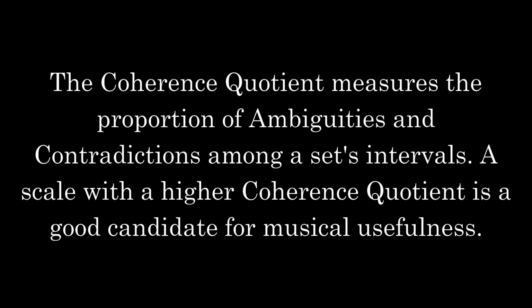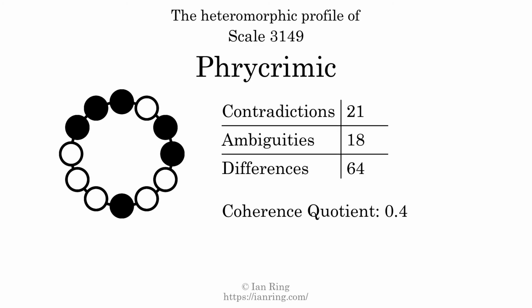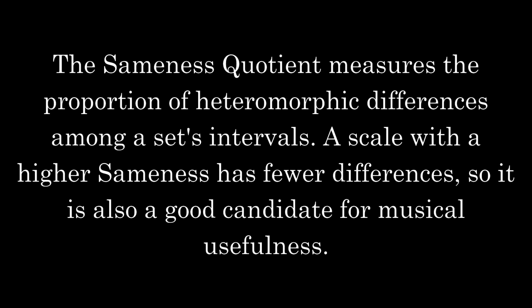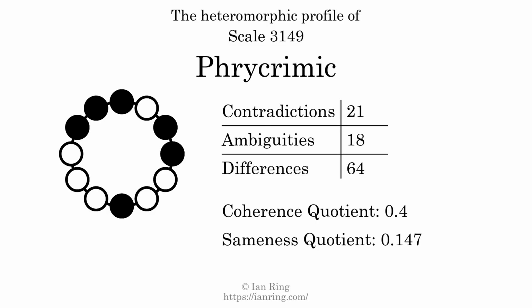The coherence quotient measures the proportion of ambiguities and contradictions among a set's intervals. A scale with a higher coherence quotient is a good candidate for musical usefulness. The coherence quotient is 0.4. The sameness quotient measures the proportion of heteromorphic differences among a set's intervals. A scale with a higher sameness has fewer differences, so it is also a good candidate for musical usefulness. The sameness quotient is 0.147.